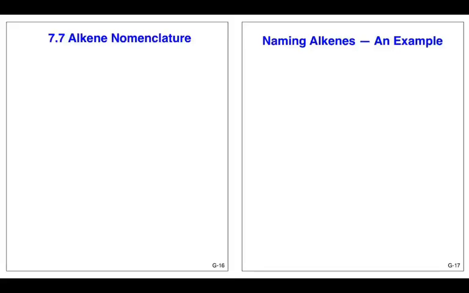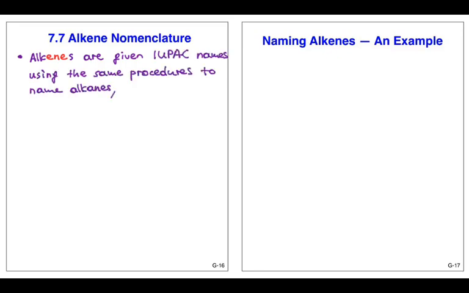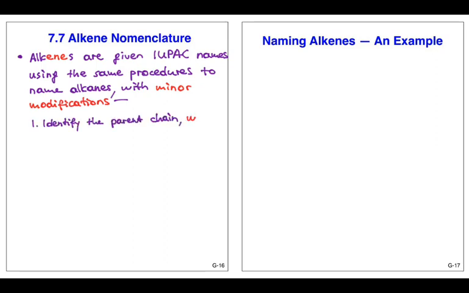Hi. So in this mini lecture we will learn how to name alkenes. Alkenes are given IUPAC names according to rules that are very similar to the ones you already know for naming simple alkanes. There are a few minor modifications to the rules though, which you need to be aware of. So we'll discuss them here.